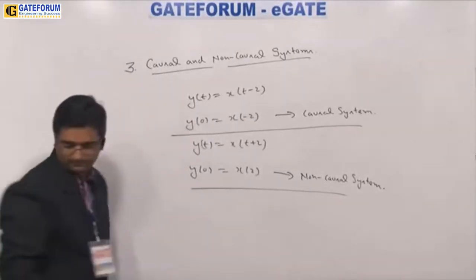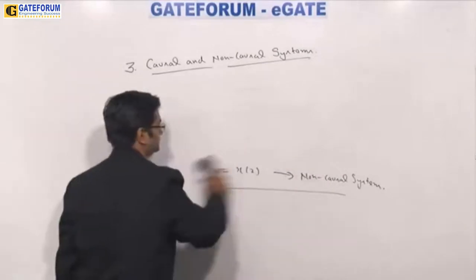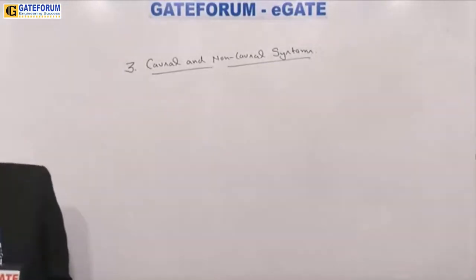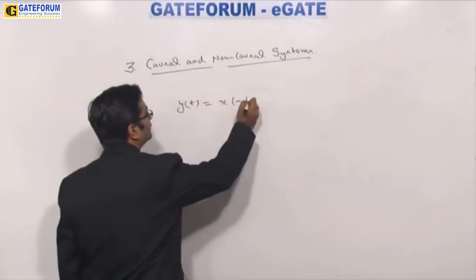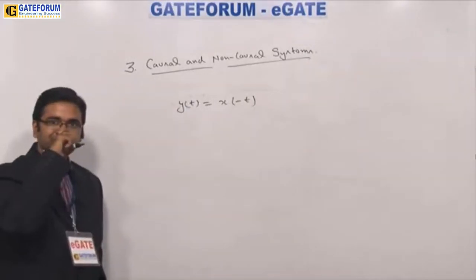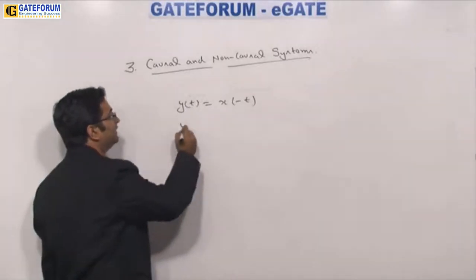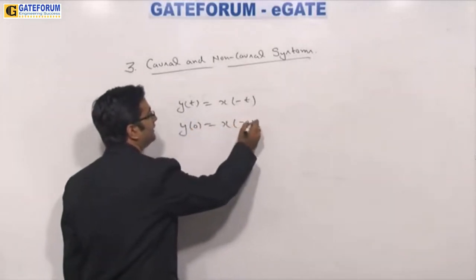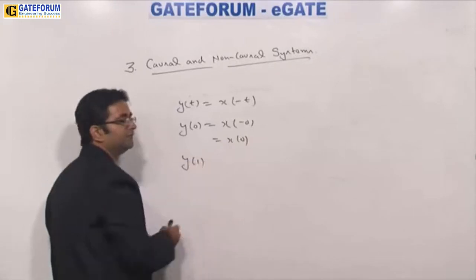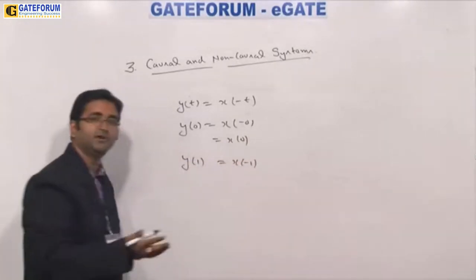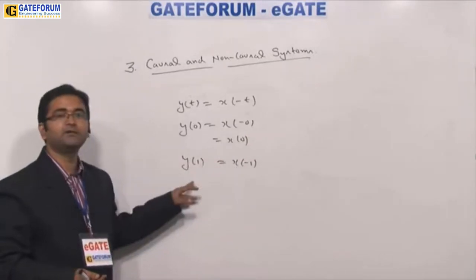What about this? y(t) equals x(minus t). What about the causality, whether the given system is causal or non-causal? See, if you look at y(0), it depends on the present value. Minus 0 is nothing but x(0), no issue. But if I look at y(1), it depends on x(minus 1). That means when my values of t are greater than 0, it always depends on the past values of the input, and that represents a causal system.